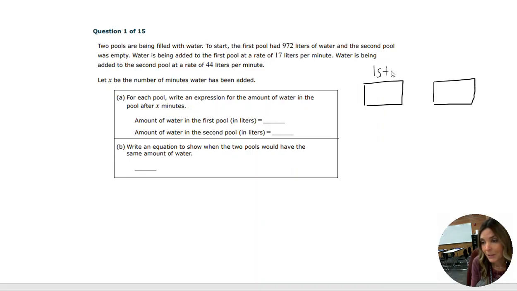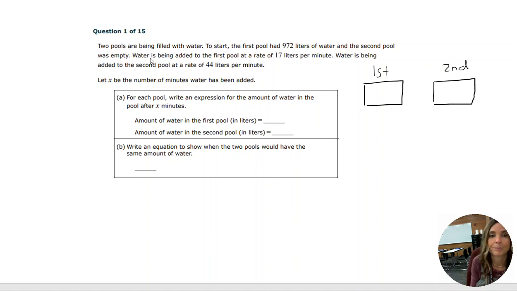So I know this word problem is about swimming pools and those swimming pools being filled with water. I know that to start, the first pool had some water in it and the second pool didn't. And I want to know when the water in the 2 pools is going to be equal. So when the amount of water in the first pool is the exact same as the amount of water in the second pool.